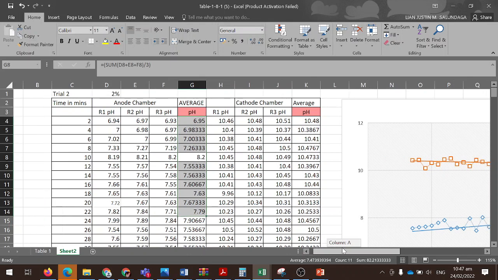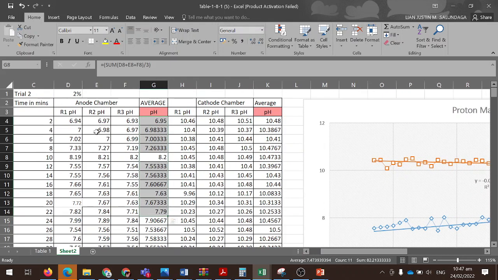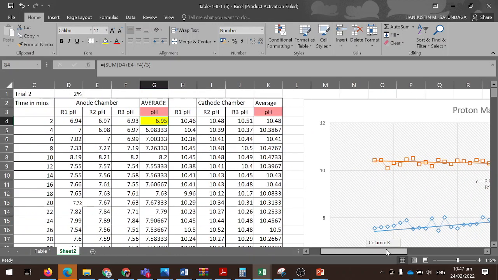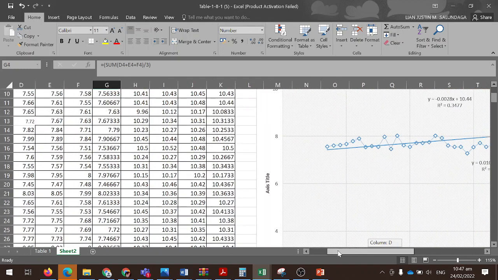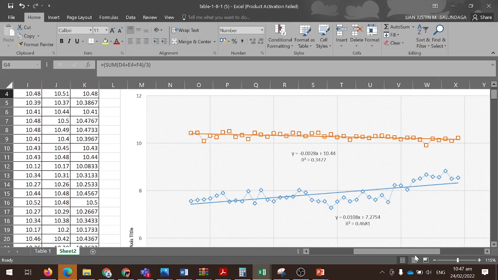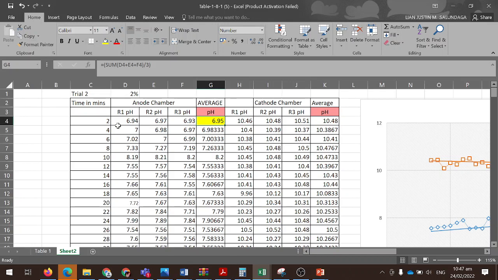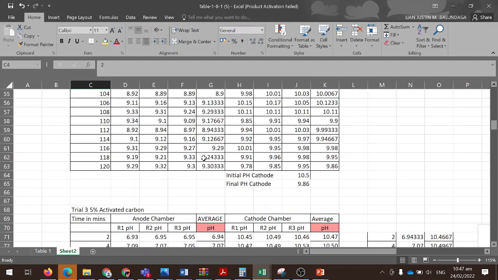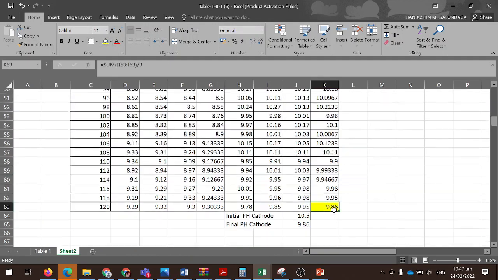As we could see in trial 2, we started at a pH of 6.95. The graph shows that the anode chamber, the blue one, has a positive slope. If we have a positive slope, the trend of pH would increase because of the decrease in protons. So basically, the protons from the anode chamber are transferred from 2 minutes to 120 minutes to the cathode chamber, which becomes 9.86.